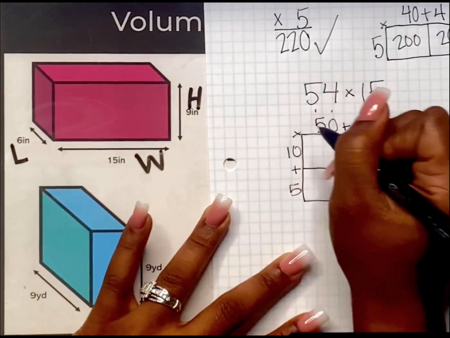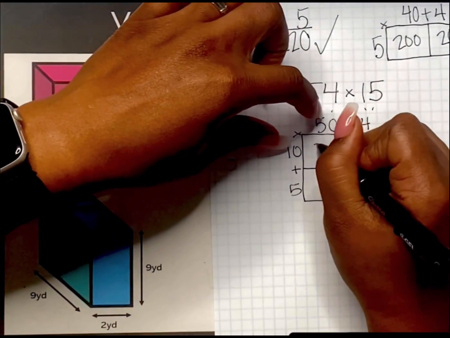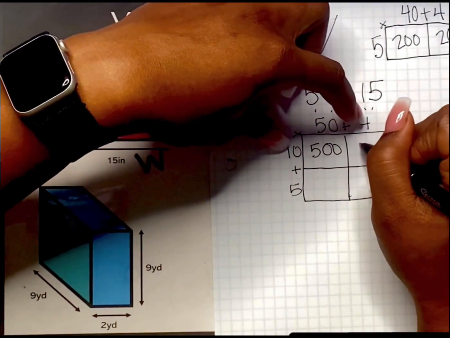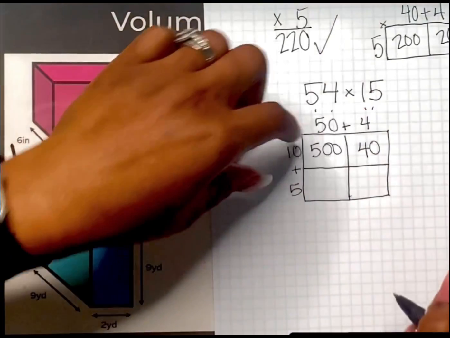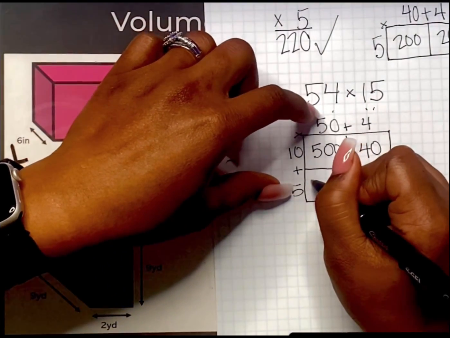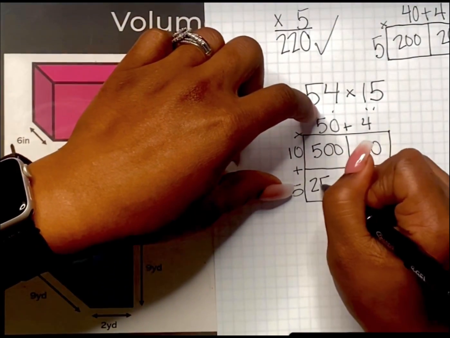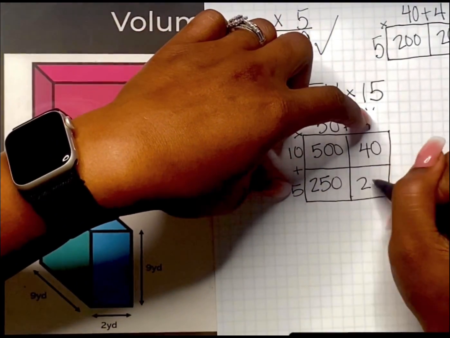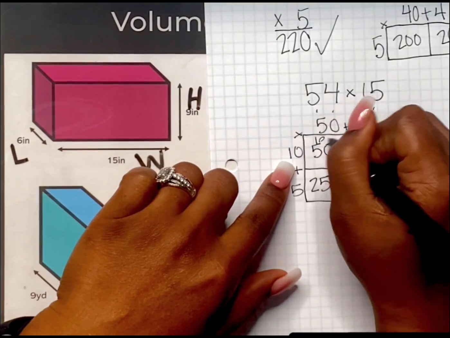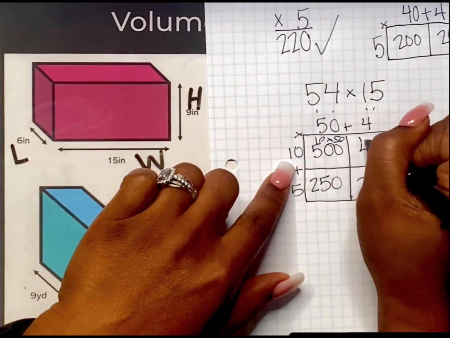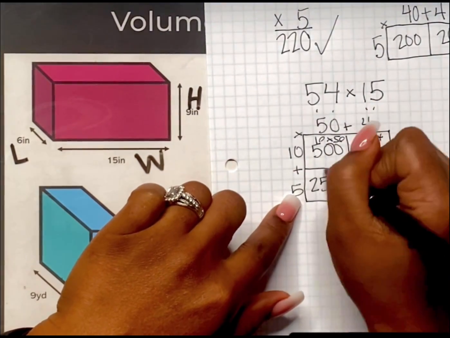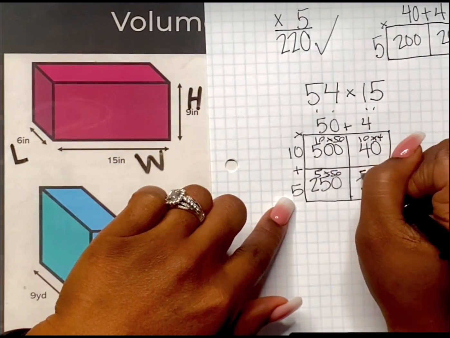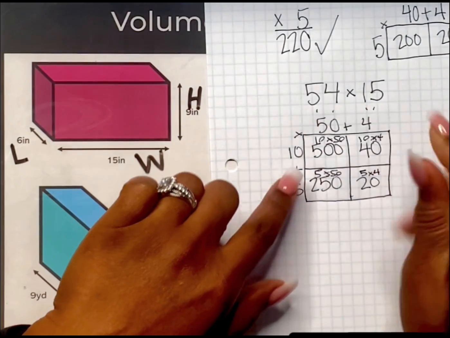Then I multiply. 10 times 50 is 500. 10 times 4 is 40. 5 times 50 is 250. 5 times 4 is 20. I always tell students to write these equations in each part. Due to time, I didn't do that, but best practices is to always write these equations.